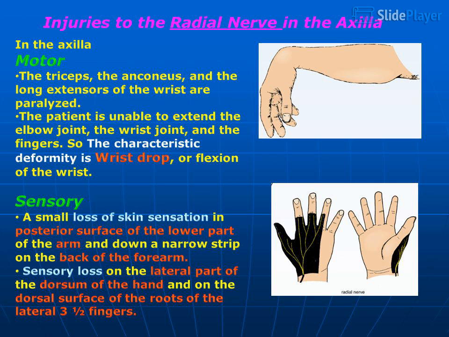Sensory. A small loss of skin sensation in posterior surface of the lower part of the arm and down a narrow strip on the back of the forearm. Sensory loss on the lateral part of the dorsum of the hand and on the dorsal surface of the roots of the lateral 3½ fingers.